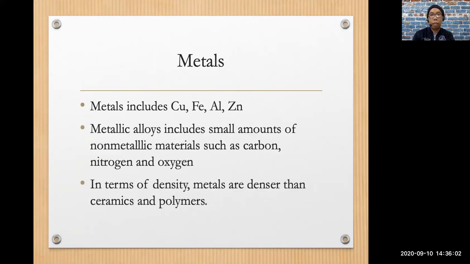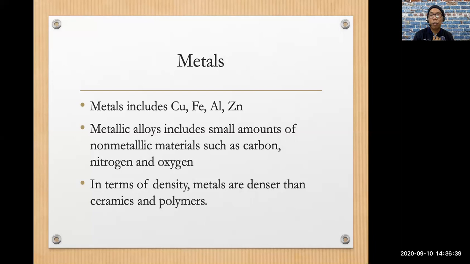Metals, for example, yung mga elements natin. Basically, pag metal, di ba, mga single elements, like copper, iron, aluminum, and zinc. We have also metal alloys. Yan, includes small amounts of non-metallic materials. Pag alloy kasi, hindi siya pure. So, may metal ka, tapos meron siyang non-metallic materials. Like, anong hinahalo mo doon? Carbon. Yung mga bracelet, mga necklaces, di ba? Mga alloy na yun. Okay?